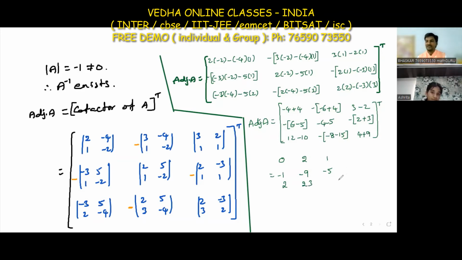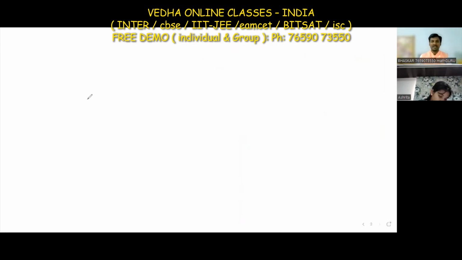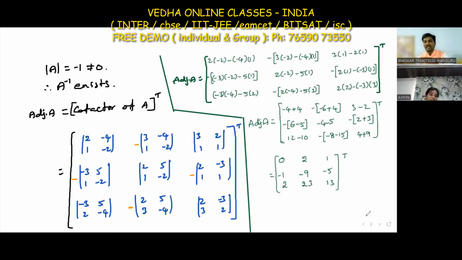And 9 plus 4 is 13. We are going to transpose this. Okay. If we transpose, first row we have 0, 2, 1. Okay. So adjoint A is equal to 0, 2, 1. First row writing as the first column, and second row writing as second column.